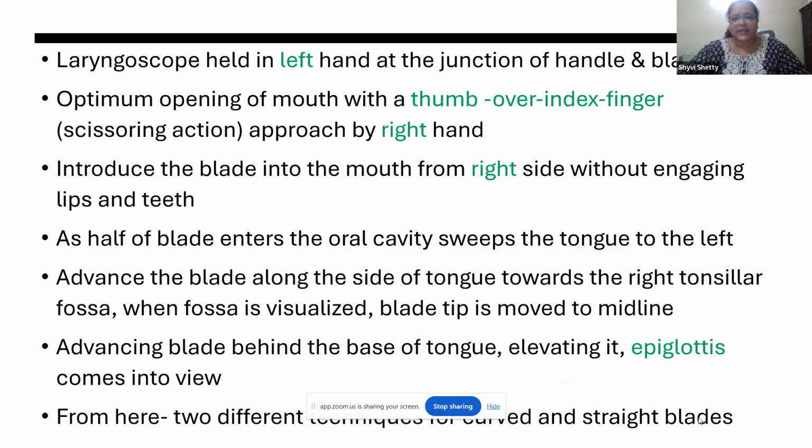Then we introduce the blade into the mouth, usually from the right side, without engaging the lip and the teeth. As half of the blade enters the oral cavity, we sweep the tongue towards the left. Advance the blade along the side of the tongue towards the right tonsillar fossa. When the fossa is visualized, the blade tip is moved to the midline. Advancing the blade behind the base of the tongue, elevating it, the epiglottis comes into view. From here, two different techniques can be used, which I'll tell you further.